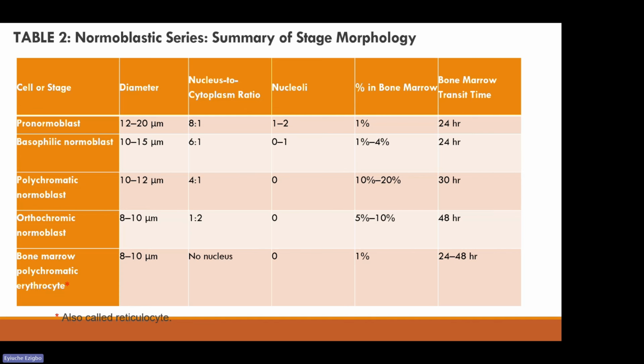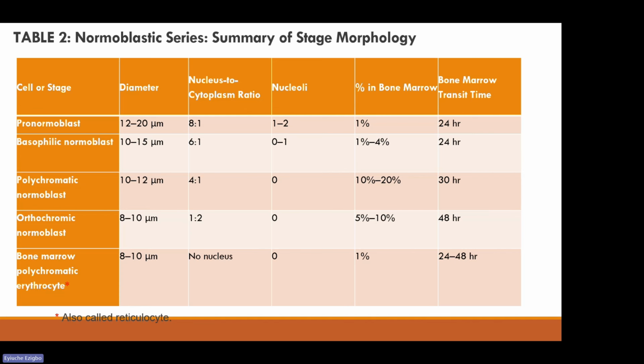The nucleus to cytoplasm ratio, you can see this has the highest. As the nucleus is shrinking, this ratio is also decreasing. You can see it, 8 to 1, 6 to 1, 4 to 1, 1 to 2, no nucleus again at this stage of mature red blood cells. Then the nucleoli, you can see has nucleoli 1 to 2, 1. From here, the nucleoli have been extruded from the cell.